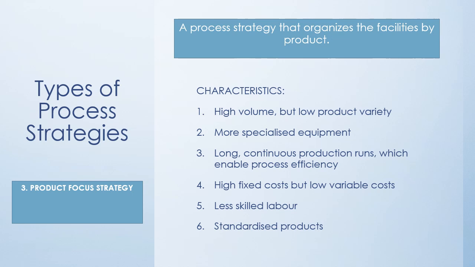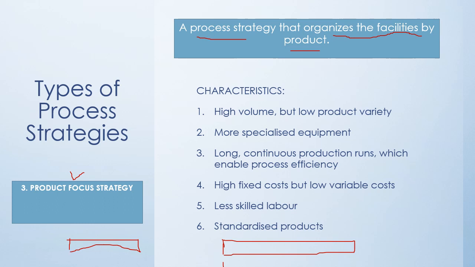Okay, the third type of process strategy is product focused strategy. So what is meant by this type of strategy? It is a process strategy that organizes the facilities by product. Very simple. So product focused strategy is where the company organizes their facilities according to product, and normally this product focused strategy is also using assembly line. Okay, the company is still using assembly line, but the assembly line here is organized according to product.